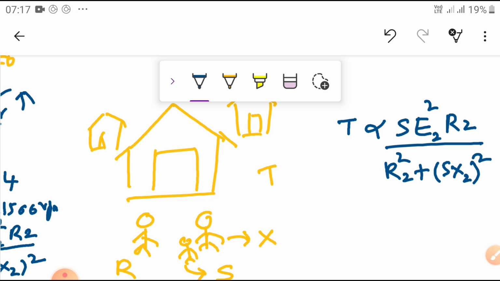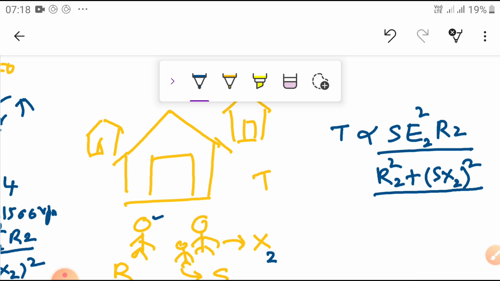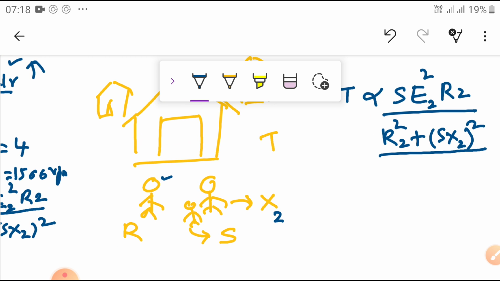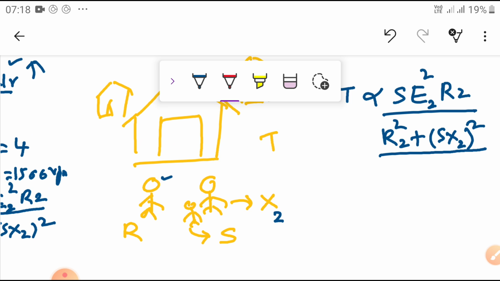Okay. Now what has happened here? Let us assume R is your father, S is yourself, and X is your mother. This is your family. Now, initially you have some interest in your studies. So what is your interest in studies?